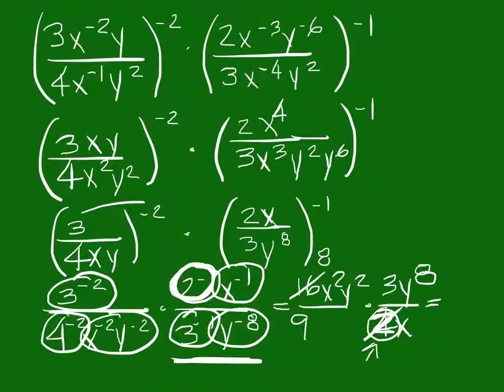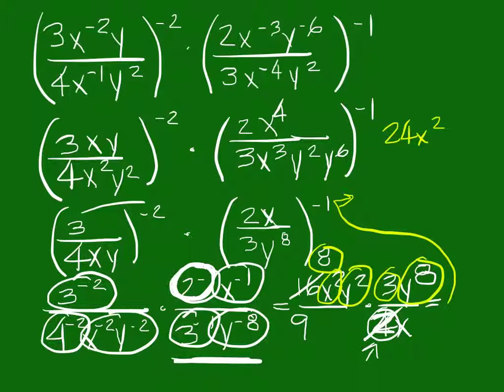And then from there, all you can do is multiply straight across. I'm going to have to switch to yellow so I can stay on the same page and just come up here. So if we have an 8 there, 8 times 3 is 24. You have an x to the 2nd, y to the 2nd, y to the 8th is y to the 10th. And then on the bottom, you're left with a 9 and an x.